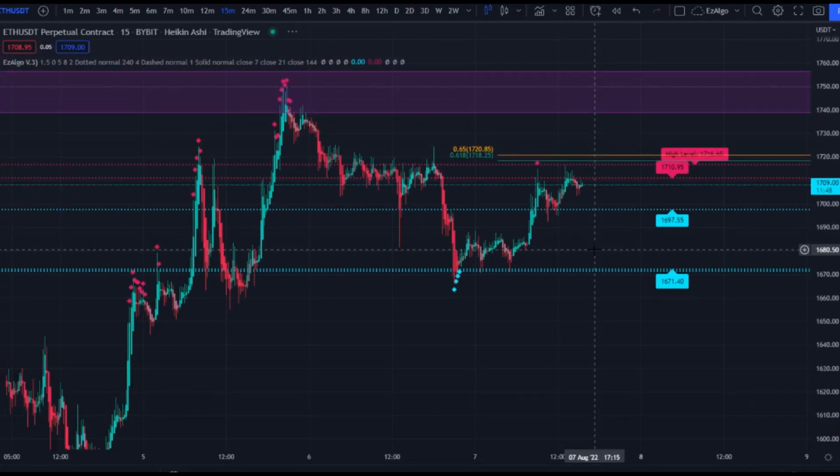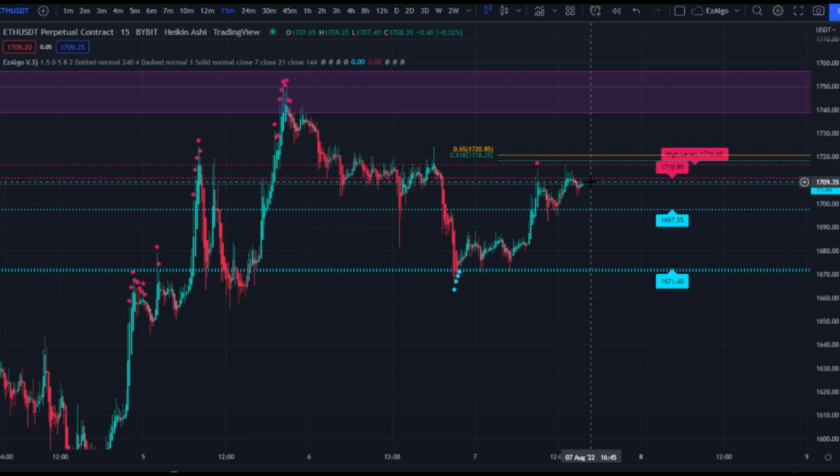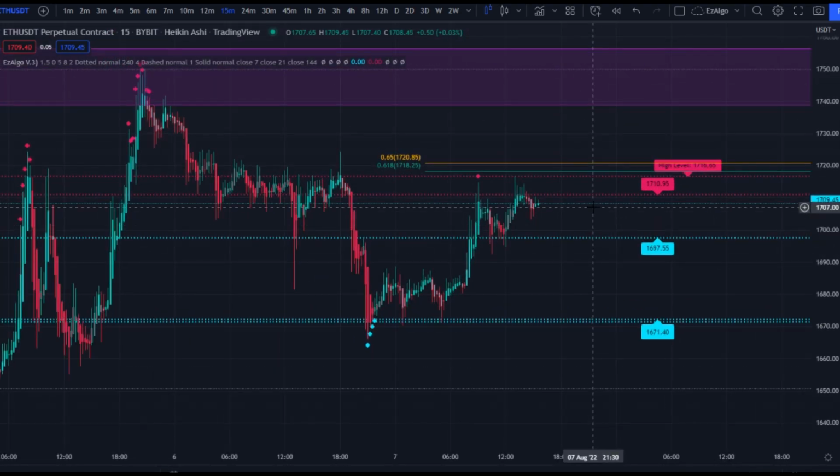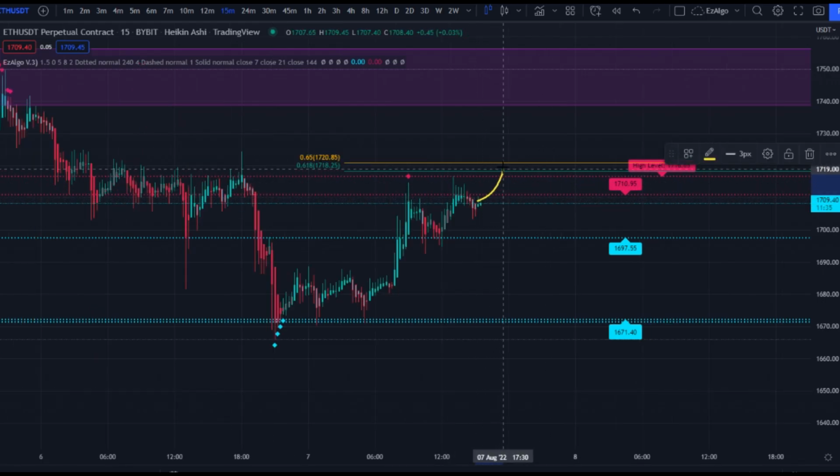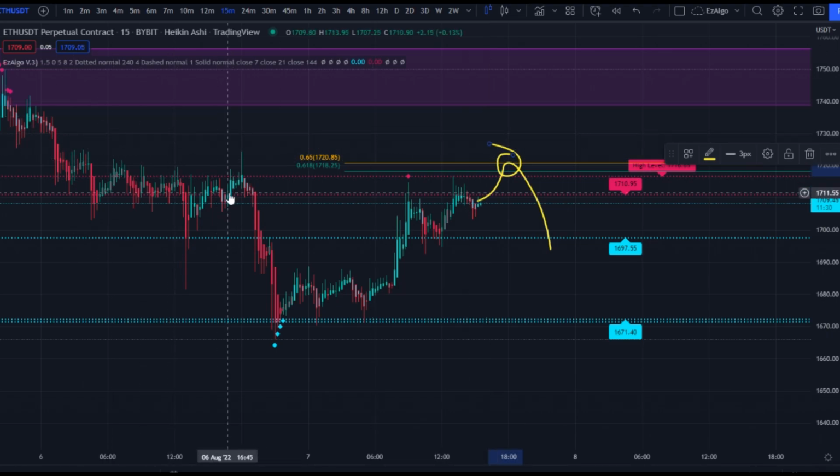And look what happened. We're also at a high level here on the 15-minute time frame. We see that 0.618 level is right here at this high resistance level. So for me, this would be a good opportunity to take a short, right at that golden pocket, at that high resistance level.